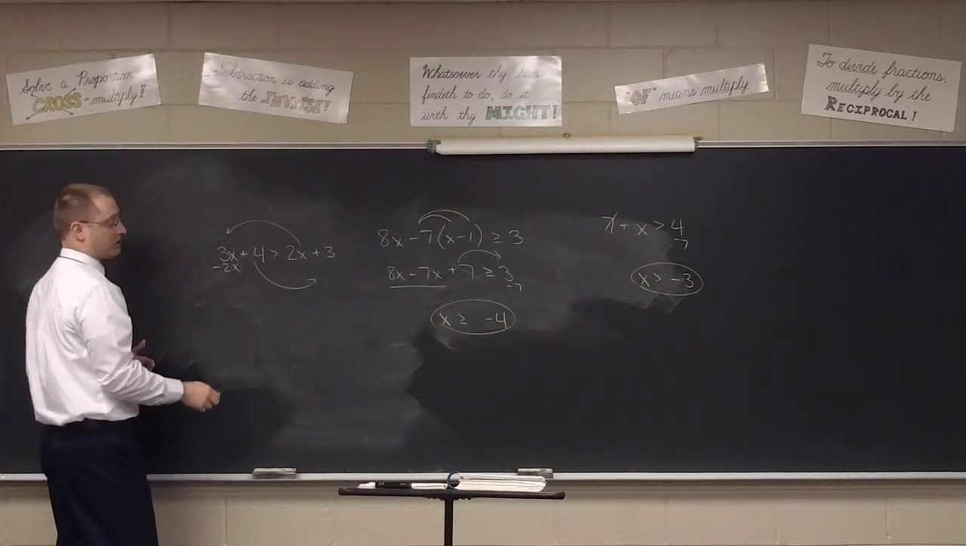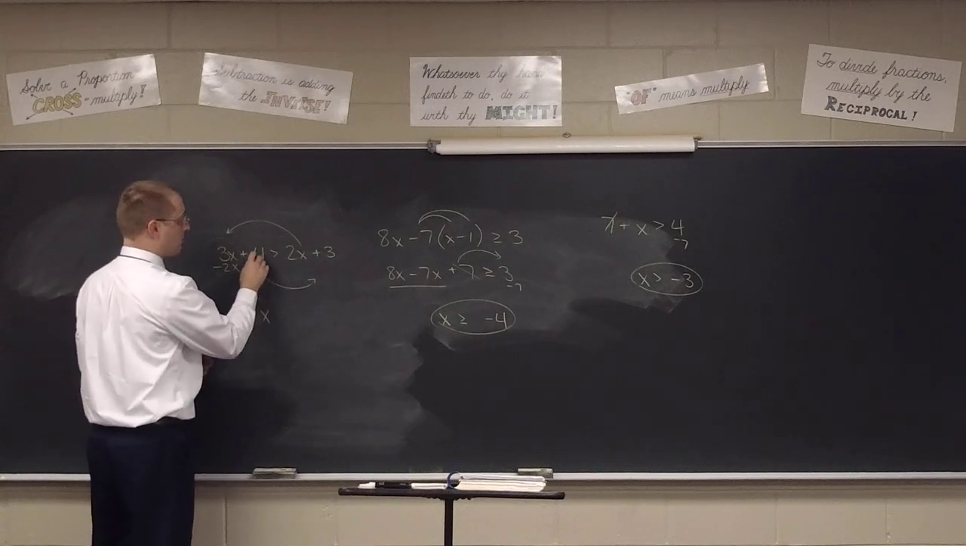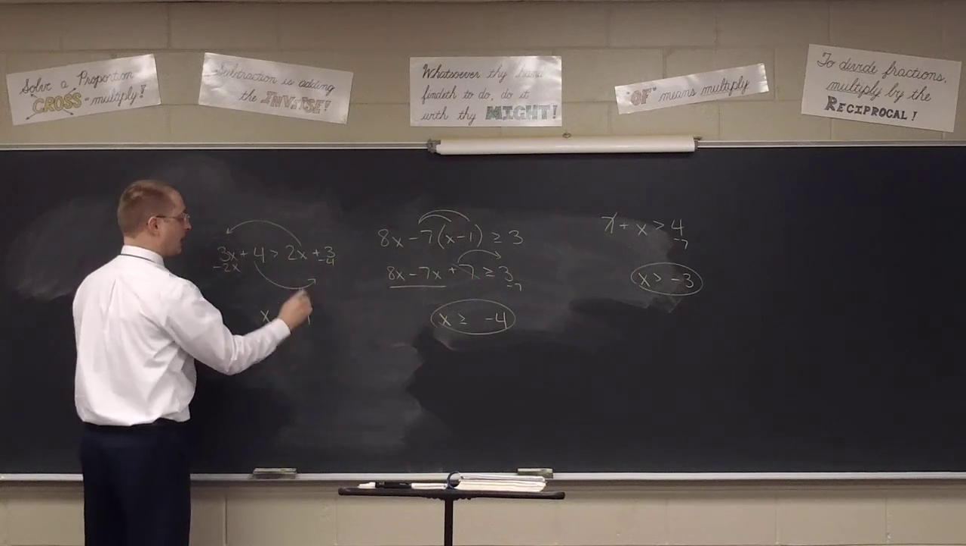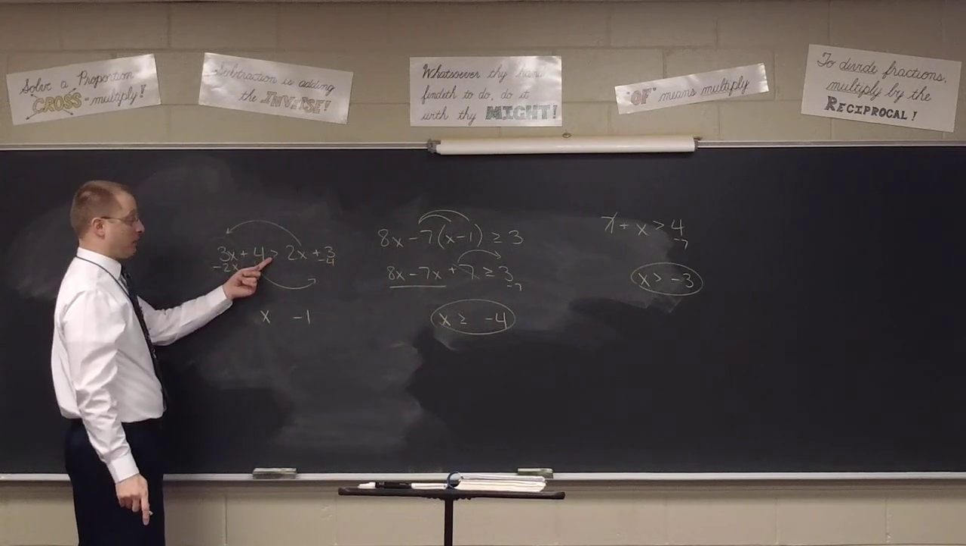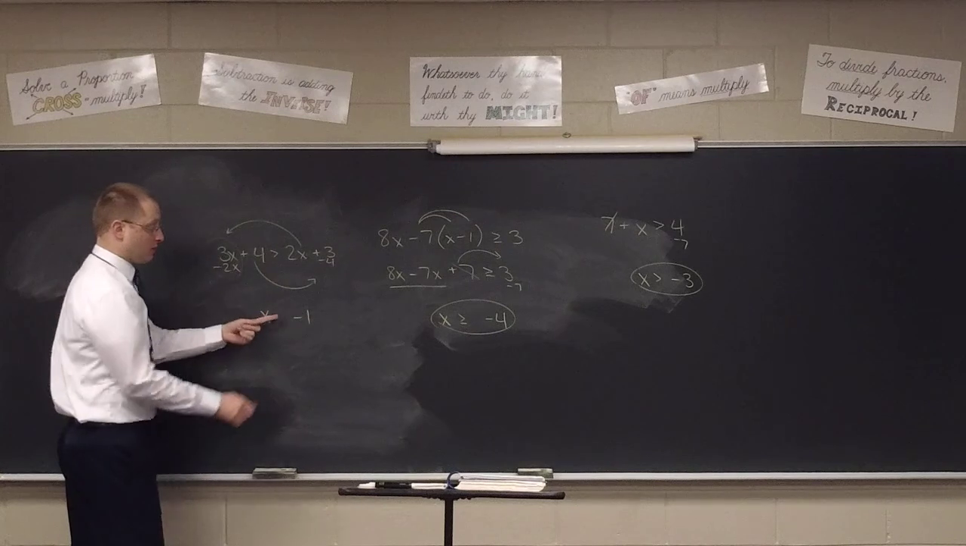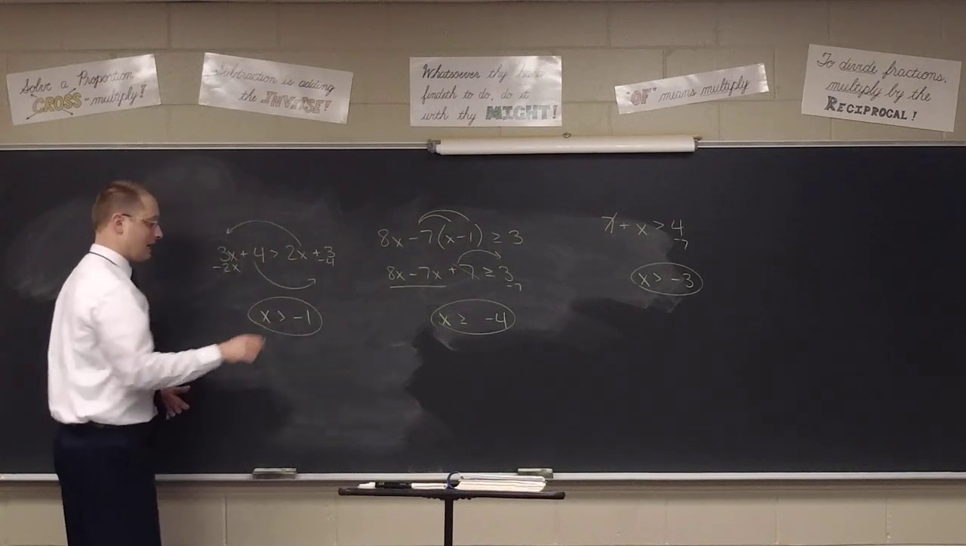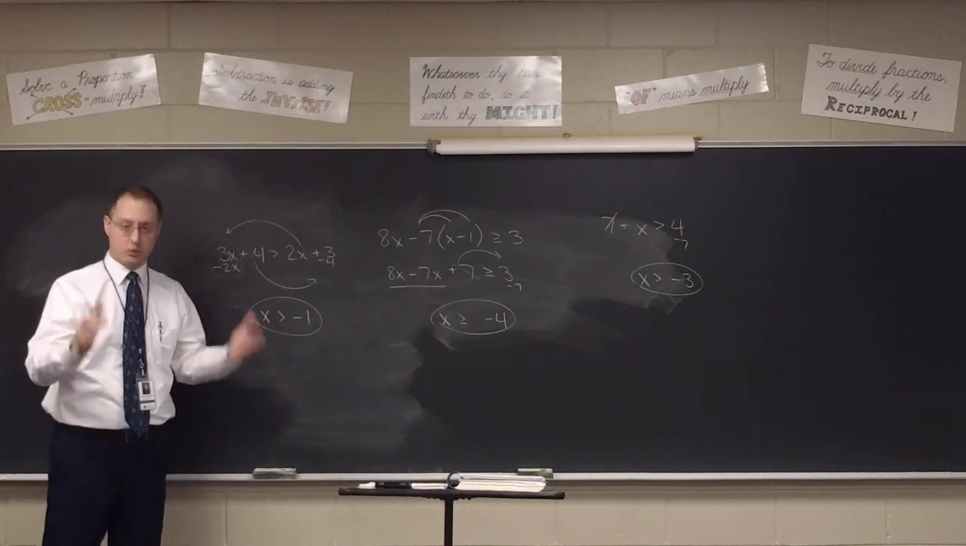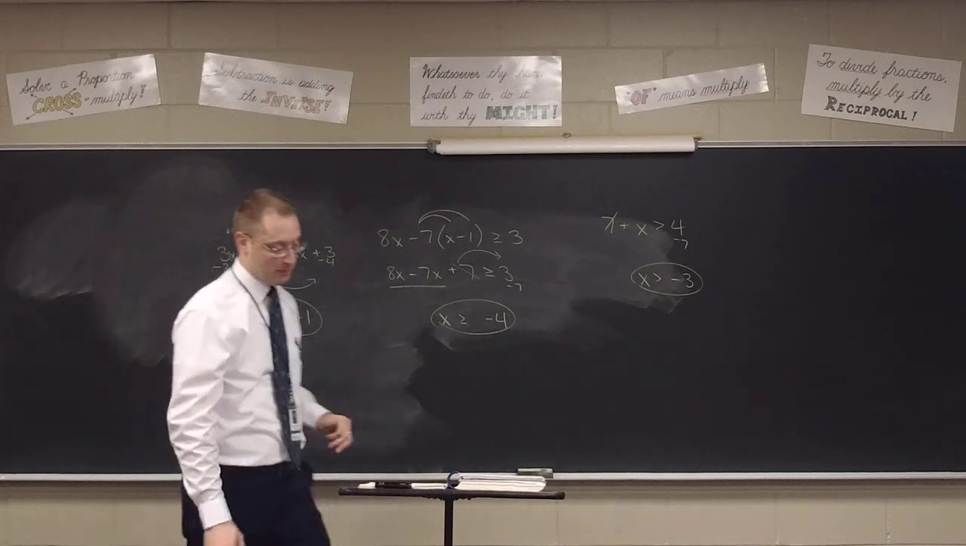3x negative 2x, of course, gives us x. And we move the 4 over as a negative 4. Positive 3 negative 4 gives us negative 1. And did I multiply or divide anything by a negative? No. So this greater than symbol just comes straight down. X is greater than negative 1. Do we see how it's just like an equation? Unless you multiply or divide by negative.